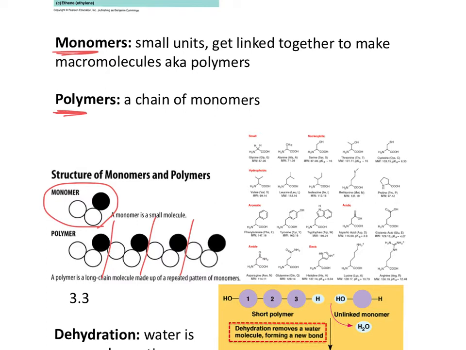For example, proteins, which we'll talk more about here in the coming days, proteins are made of units linked together. Many proteins are big in terms of cell size, meaning they're pretty big particles, and they're made of these individual units called amino acids that get linked together to make a chain. The chain is what I would call a protein.